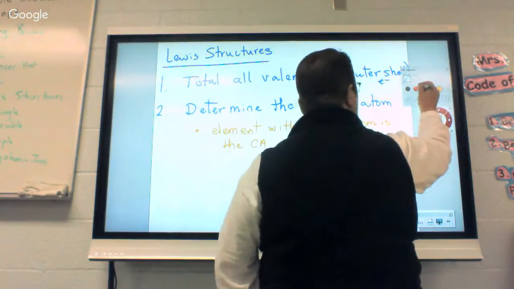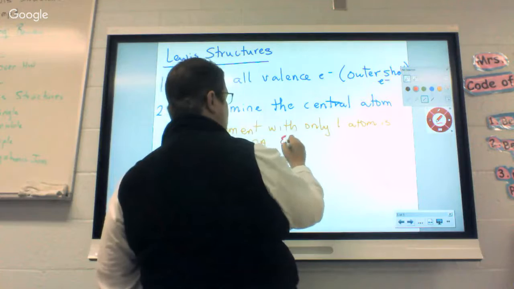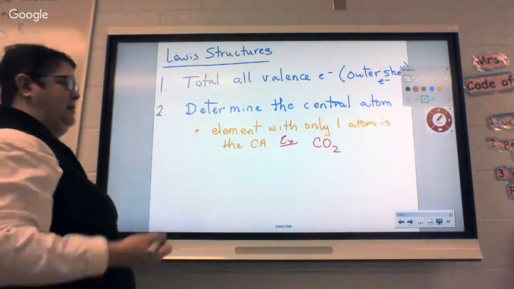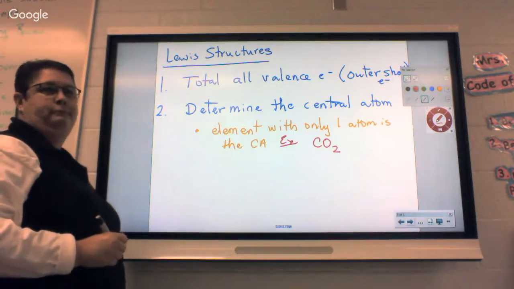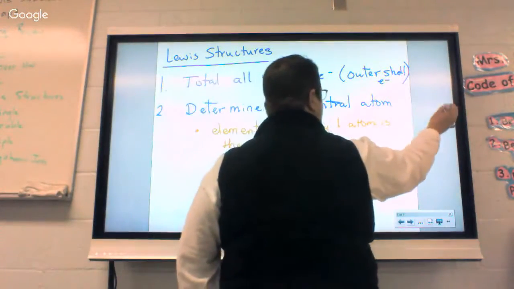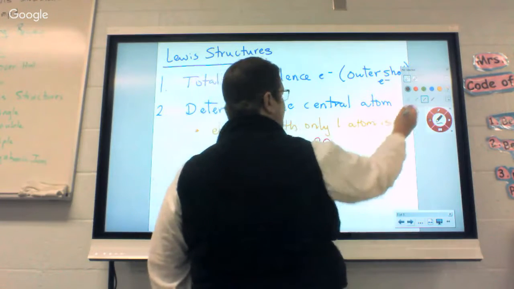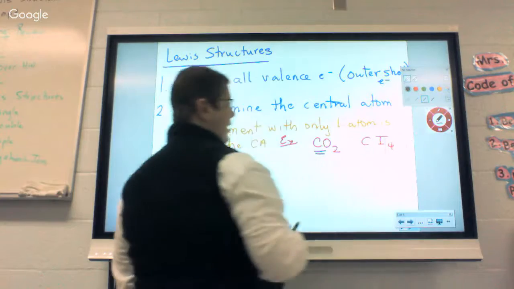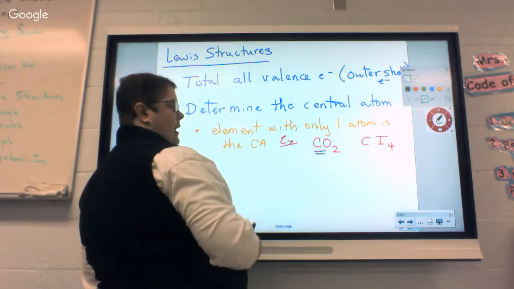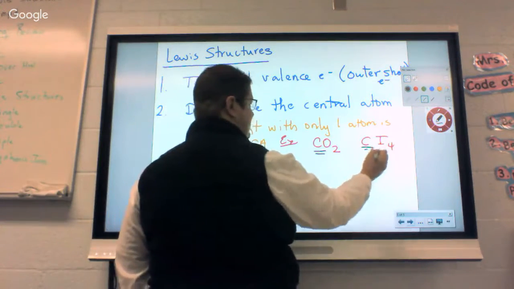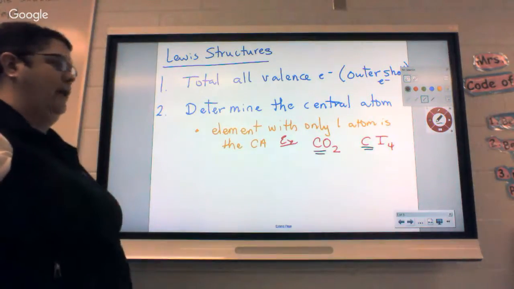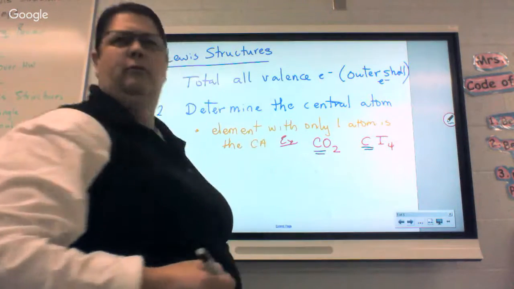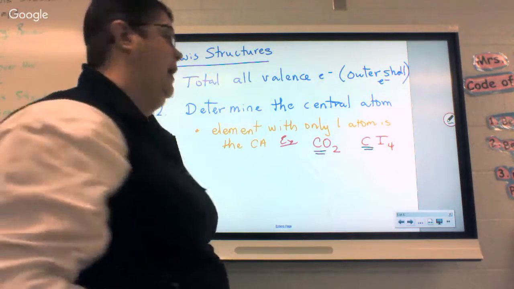So, if we have something like CO2, which element has only one atom? That's going to be our central atom. Okay? If we have CI4, which one has only one atom? That's the central atom. Now, if we have something where, what did you say? That's where I'm going next.